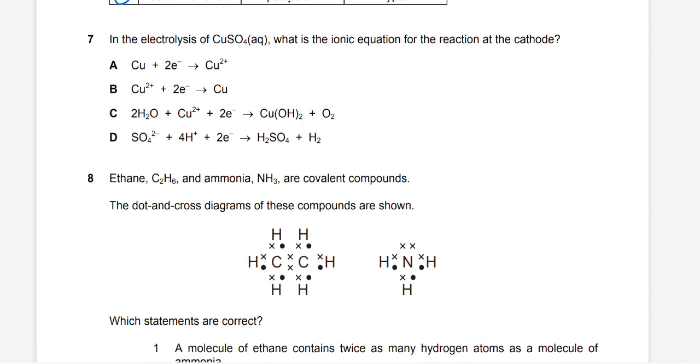In the electrolysis of aqueous copper sulfate, what is the ionic equation for the reaction at the cathode? You must know that in copper sulfate there is Cu 2 plus and SO4 2 minus. And because it is aqueous, it will have the H plus and OH minus as well. Okay, so what will happen at the cathode? Cathode is the one on which reduction takes place. Cathode itself has a negative charge, so cations will be attracted.